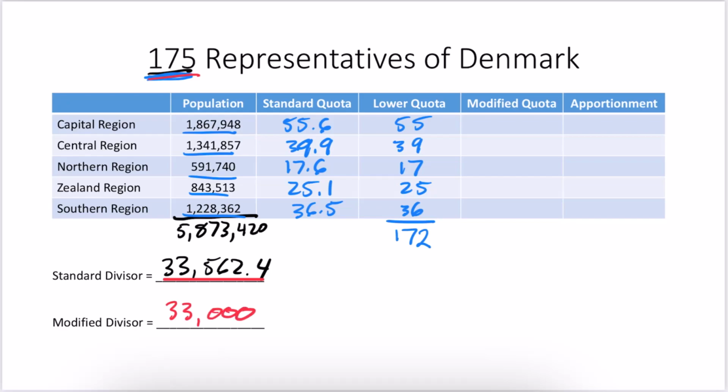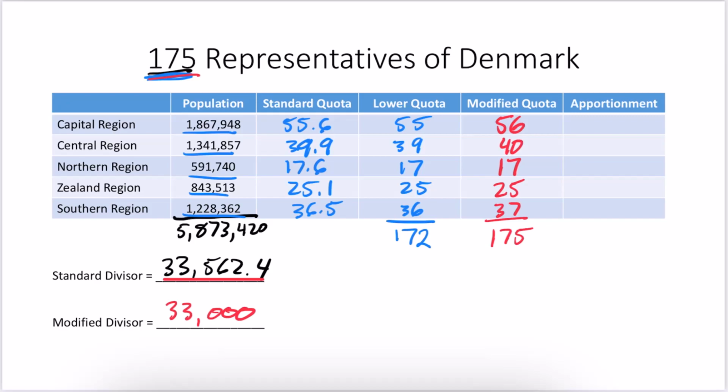So if I try that one and I divide all of my populations, I end up with the following lower quotas. And if I add these lower quotas up, I get 56 plus 40 plus 17 plus 25 plus 37, and that gives me a total of 175 representatives. And so that would be the apportionment that is determined with Jefferson's method of apportionment.